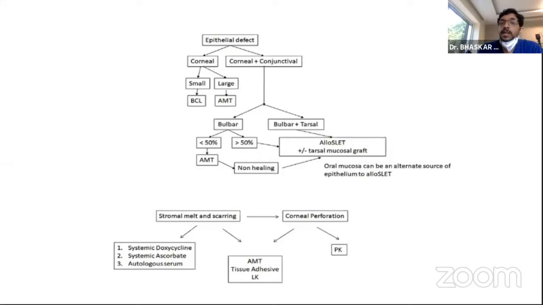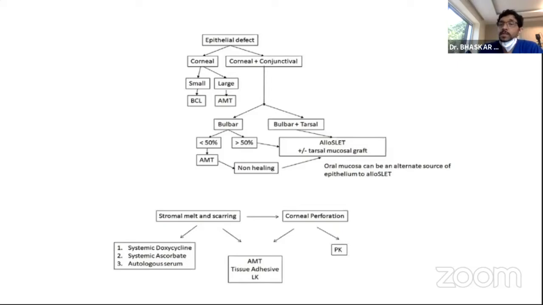If you have both a corneal and a conjunctival defect, it depends on whether you have purely a bulbar defect or a combination of bulbar and tarsal. If it is bulbar, again, it depends on whether it is less than 50% or more than 50% involved. If it is less than 50% involved, you might just go ahead with an amniotic membrane to the ocular surface. And if that fails, or if repeated amniotic membrane fails, you might want to consider some other surgical measures.